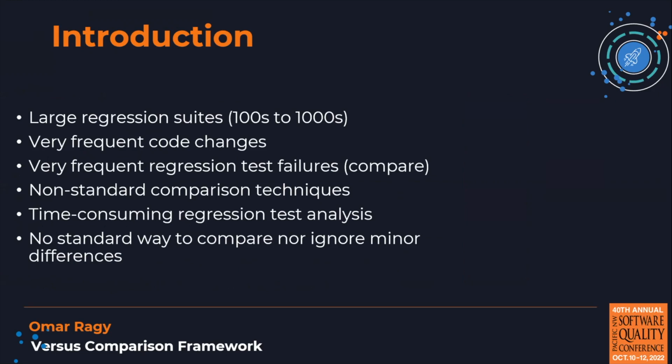Some introduction on what led us to Versus. We have large regression suites from a few hundreds to a few thousands of test cases. Very frequent code changes, very frequent regression failures, comparison failures. We've got so many non-standard comparison techniques, like everyone is using his or her own technique of comparing the output results versus the baseline.